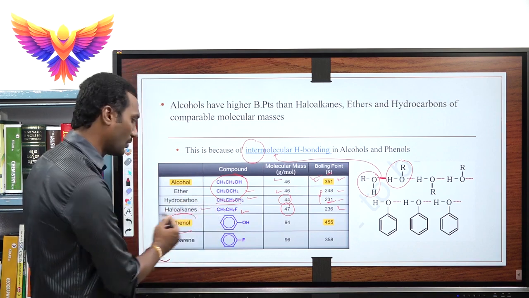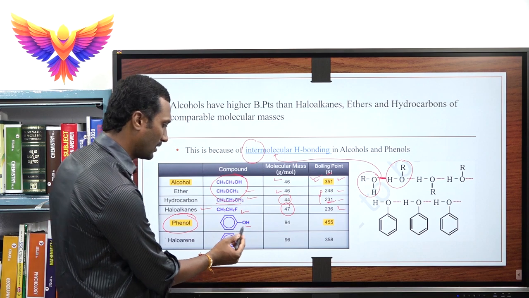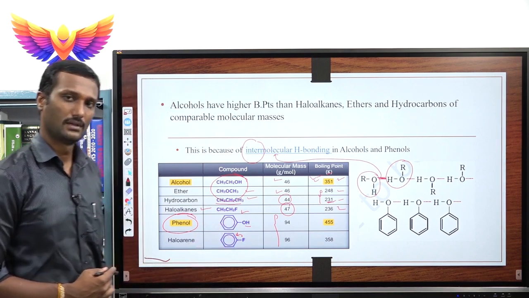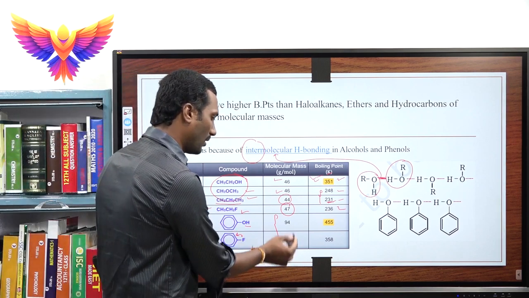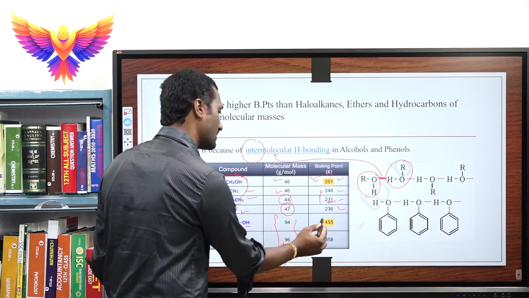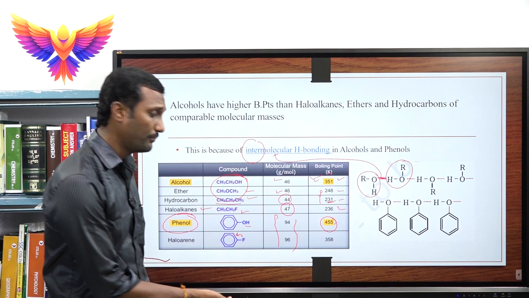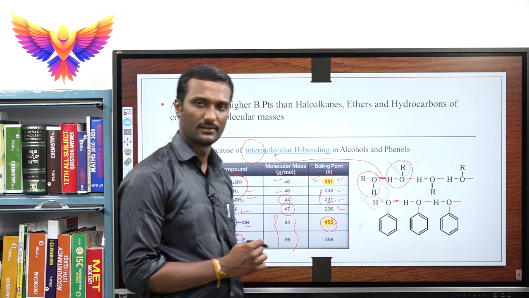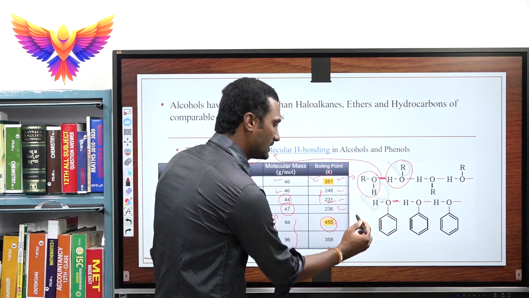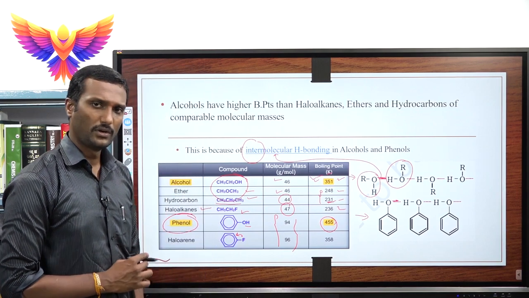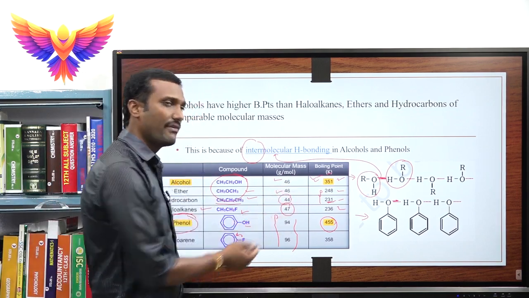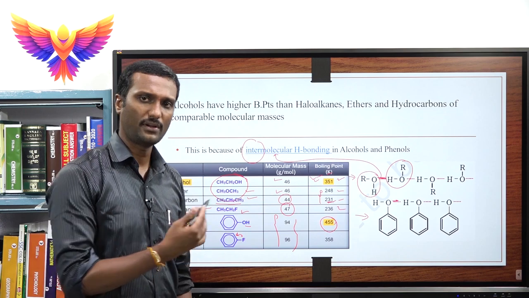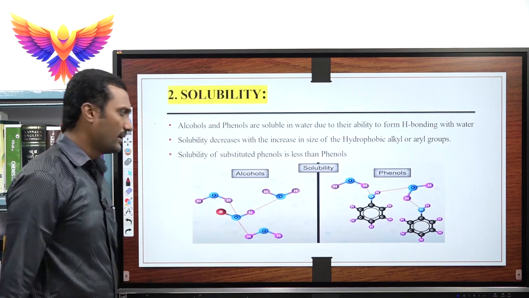Now again I am taking the phenol group. The phenol group is sp2 hybridized. See the comparable molecular masses: the phenol, and the second one is fluorobenzene. Fluorobenzene and phenol both have comparable molecular mass, but phenol has a much higher boiling point than fluorobenzene because of the formation of intermolecular hydrogen bonding. You can observe this is one phenol, this is another phenol. So for boiling point, no need to remember the values, but you should understand the concept by comparing with other hydrocarbons or haloalkanes, etc.